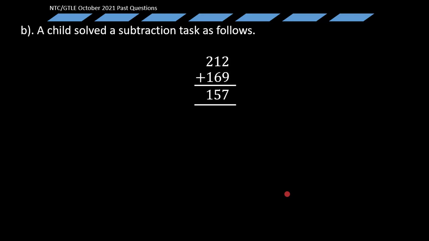Let's come to the second question. A child solved the subtraction task as follows. 212 plus 169 gives the answer 157. Look at the child's solution critically and guess what the child did wrong.